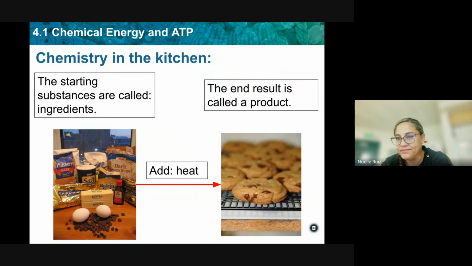So chemistry, like I said, chemistry in the kitchen, we compare it. The starting substances are called ingredients. We mix them all together. If you've ever made anything in the kitchen or baked anything, you take a bunch of individual ingredients, you stick them in a bowl, you mix them together in a certain way. You add heat. Always got to add something for these chemical reactions to proceed. And the end result is called a product. The end result of this is just cookies.